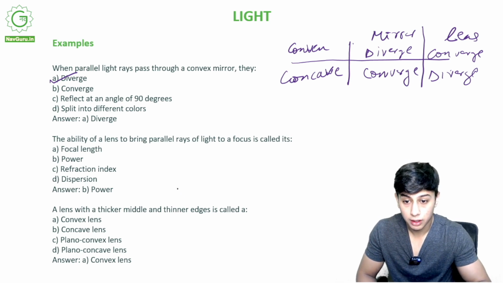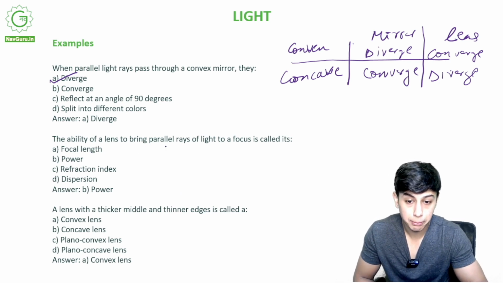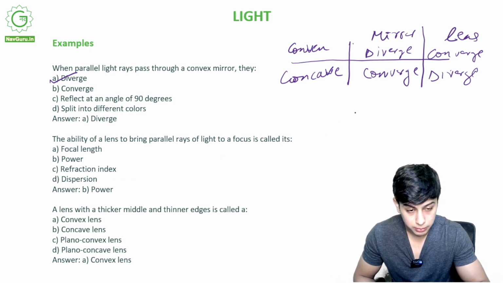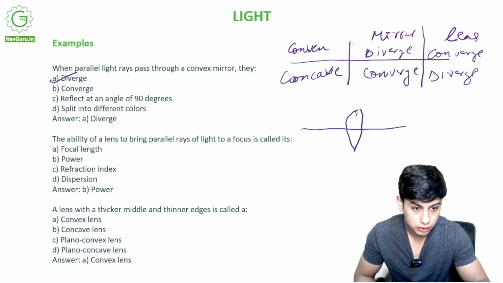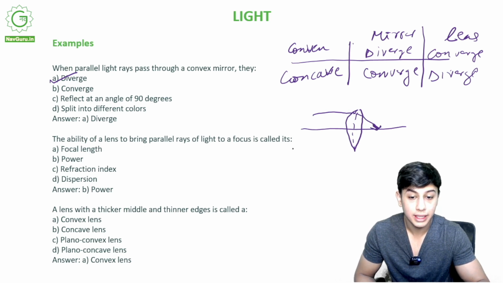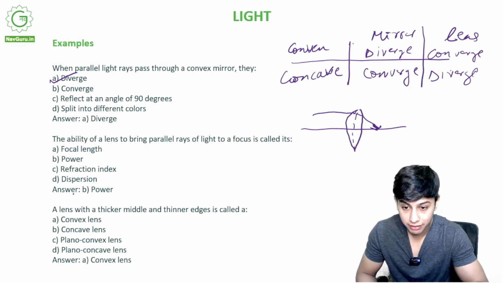Alright. The ability of a lens to bring parallel rays of light to a focus is called its power. Suppose there is a lens, it goes like this, and there is also a line in the middle. How nicely it can focus that image, bend it, that is the power of the lens.